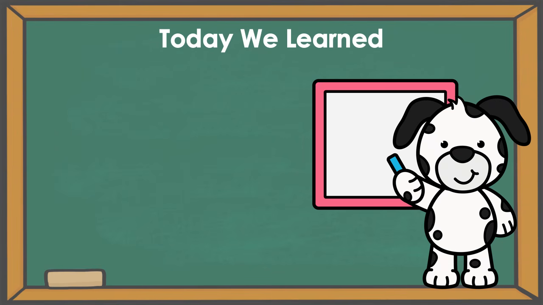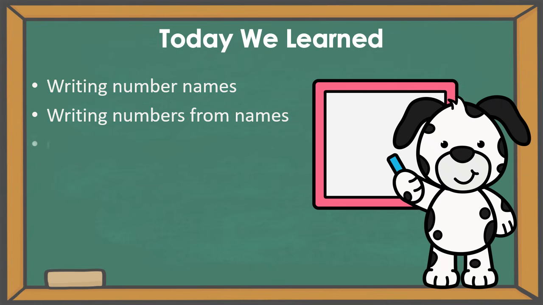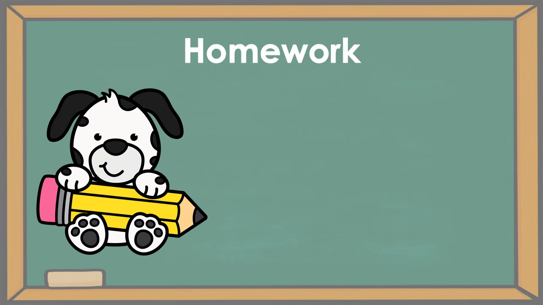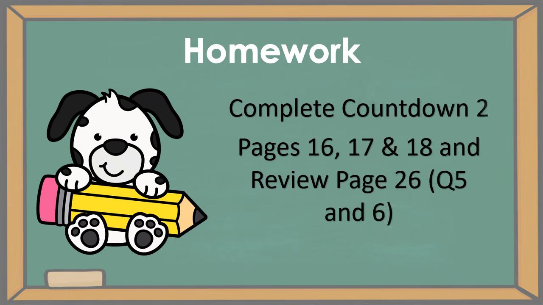Today we have learned three things: writing number names, writing numbers from their names, and ordering numbers. Students, your homework is to complete Countdown pages 16, 17 and 18, and review page 26, question number 5 and question number 6 in your book.